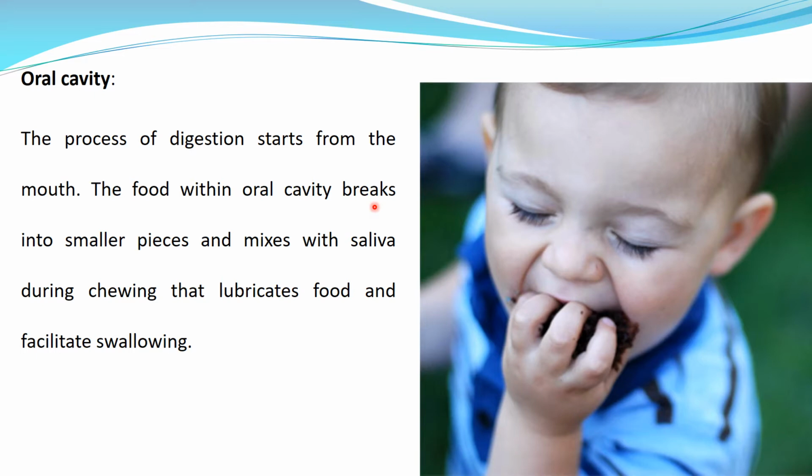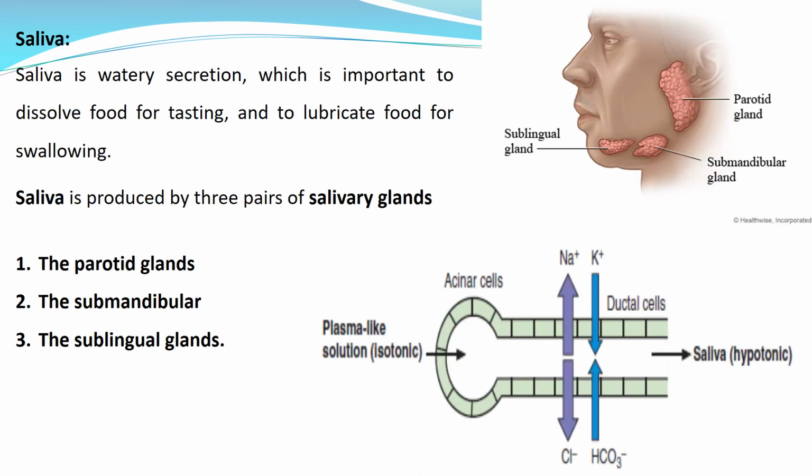What is the oral cavity? As we mentioned earlier, the process of digestion starts from the oral cavity. So within the oral cavity, the food can be broken down mechanically into smaller pieces, and it can be mixed with the saliva. So what is the saliva?